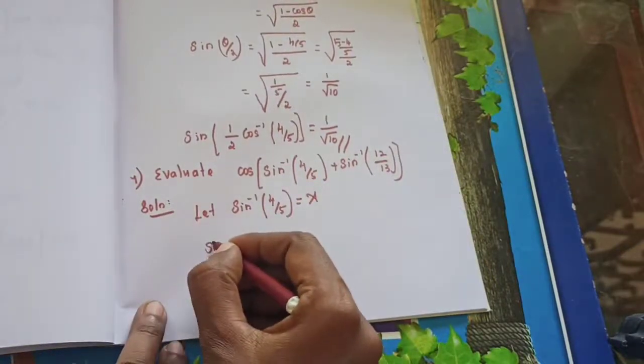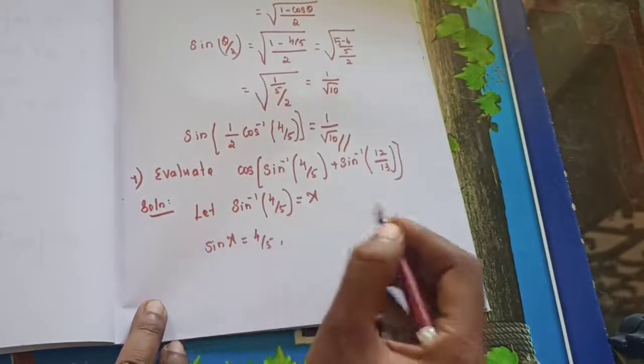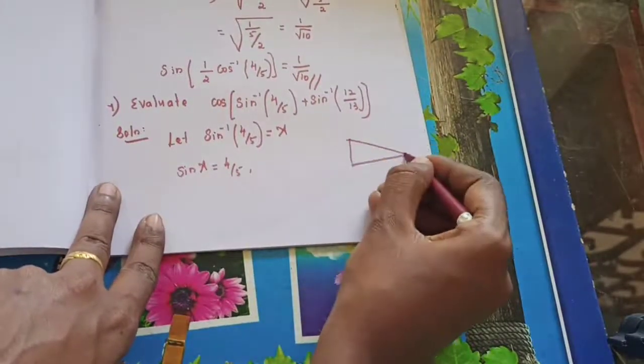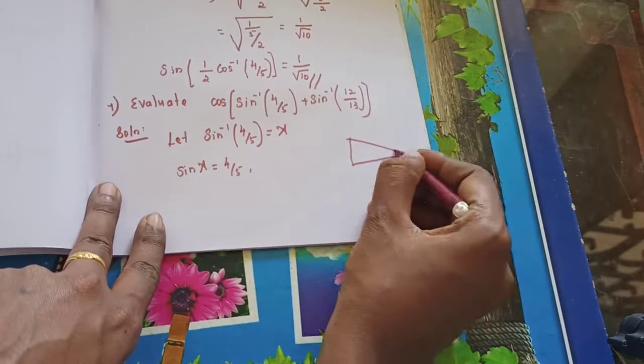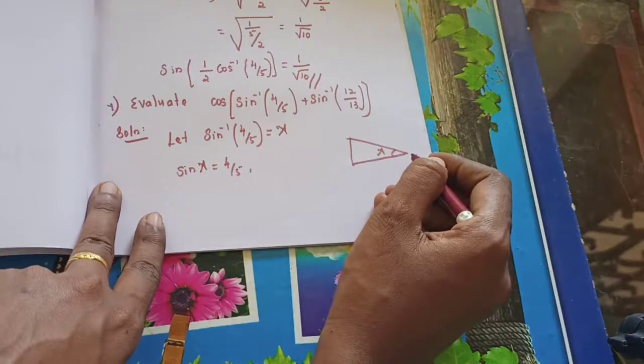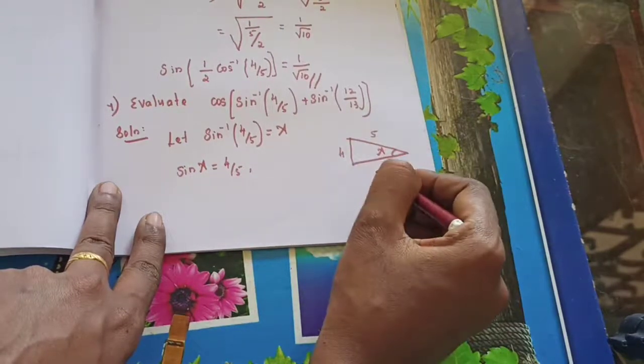So what's the value for sin A? Equal to 4 by 5. From this we need to find cos A. So let us consider one right angle triangle. Here I am considering A as the angle. Sine is opposite side by hypotenuse, is it right? So the opposite side is 4 and the hypotenuse is 5. So this one you need to find.